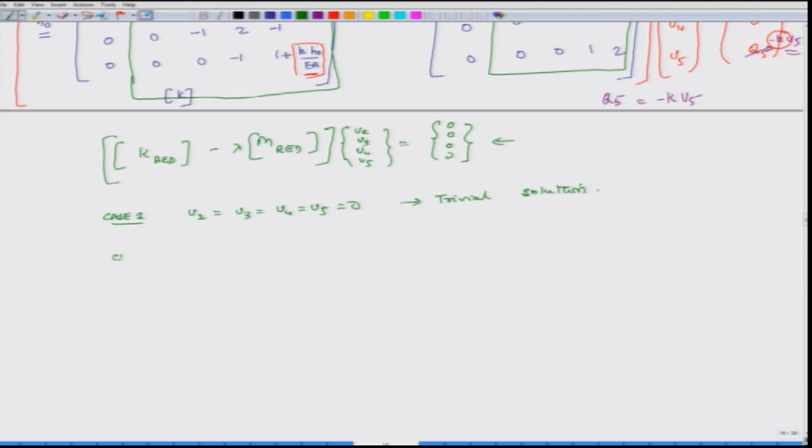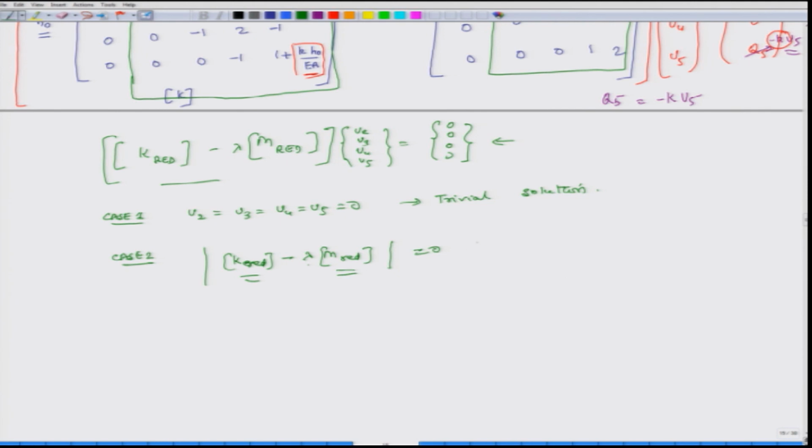The second solution will be case 2, when the determinant of k reduced minus lambda m reduced equals 0. If this determinant is 0 and I know all the values in k reduced, I know all the values in m reduced, the only thing which I do not know is lambda. That is the only thing I do not know.